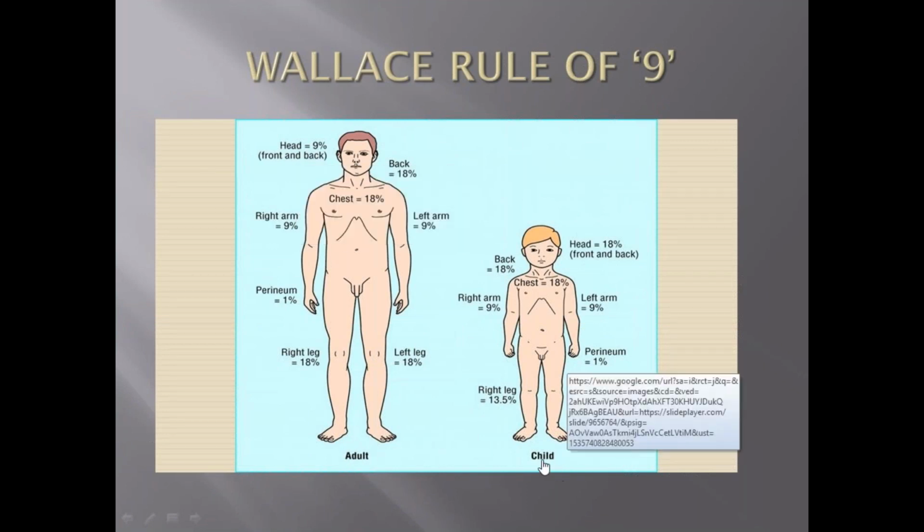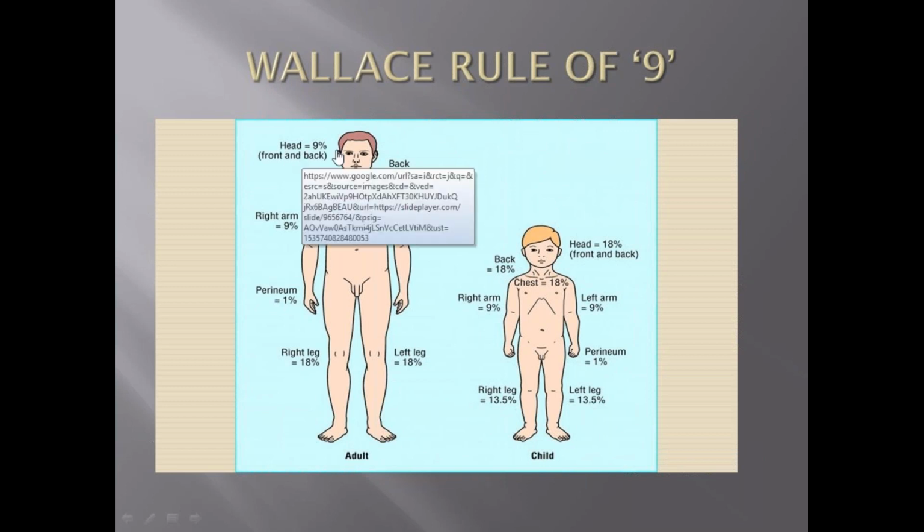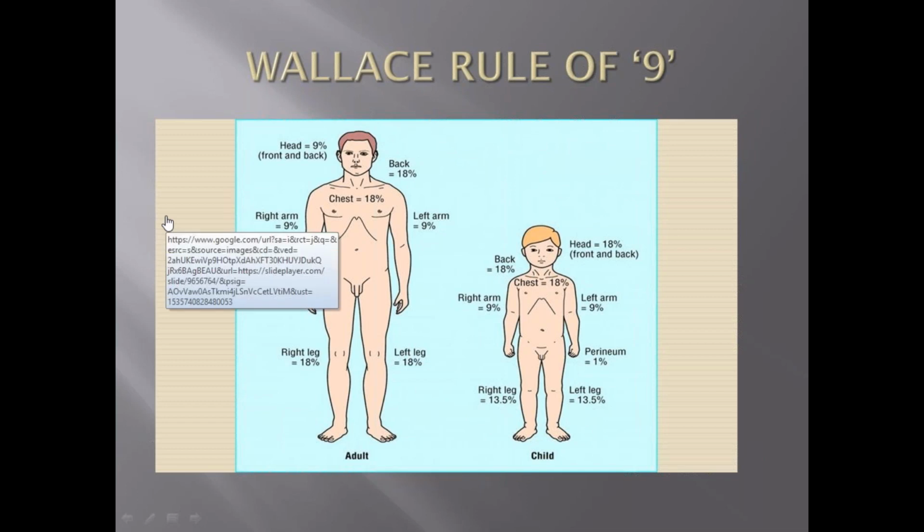This is also based on adult and child. Only a minor difference will be present in both adult and child. In adults, head constitutes about 9%. Right arm is 9% and left arm is 9%. Chest constitutes about 18%. Back is also 18%. Right leg is 18%, left leg is 18%, and perineum is 1%. This totals about 100%.